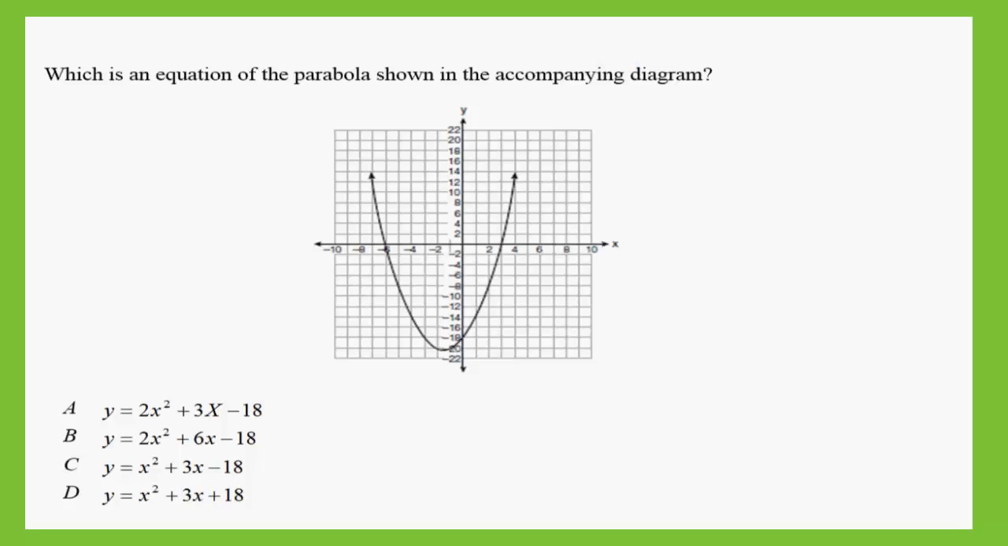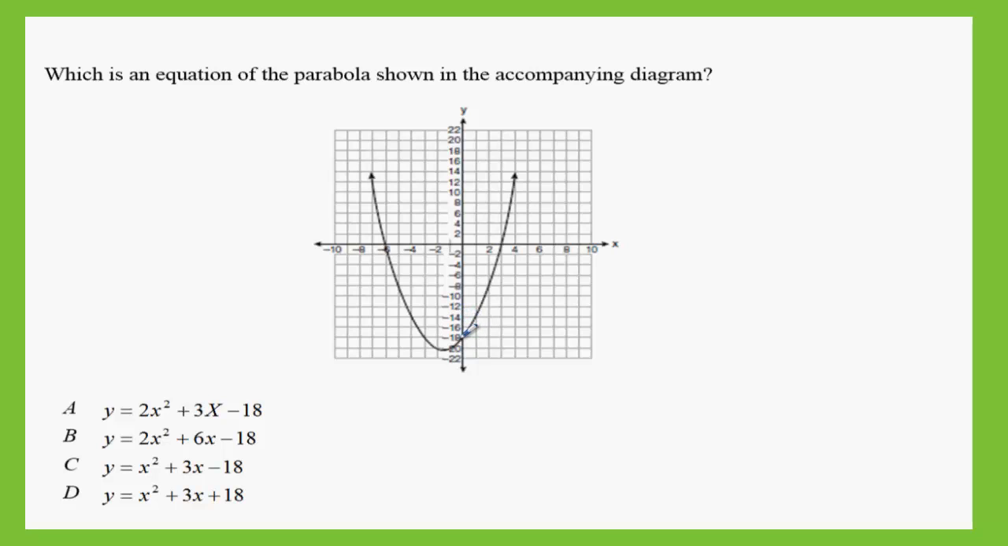Hi, I'll be helping you today with reading a quadratic equation or a parabola on a graph, which is an equation of the parabola shown in the accompanying diagram. The first step before I look at those choices here, look at the y-intercept. The y-intercept is where the parabola intersects the y-axis.